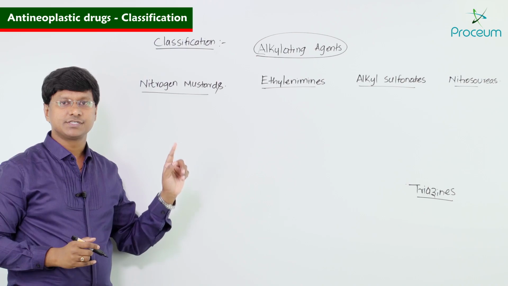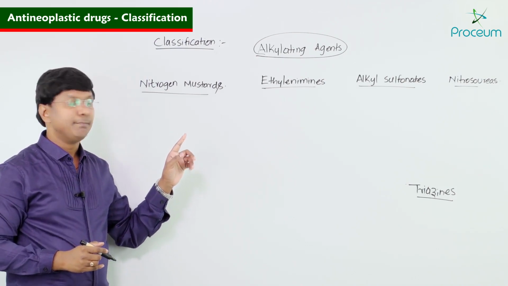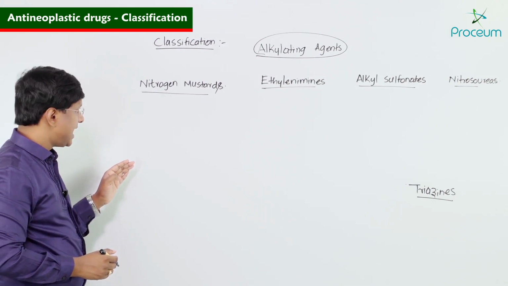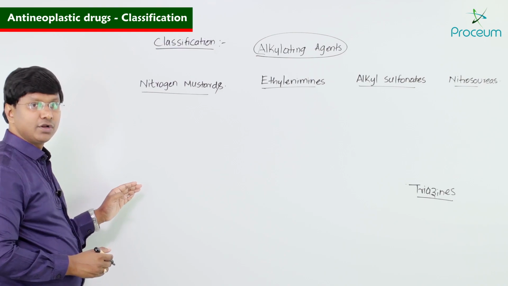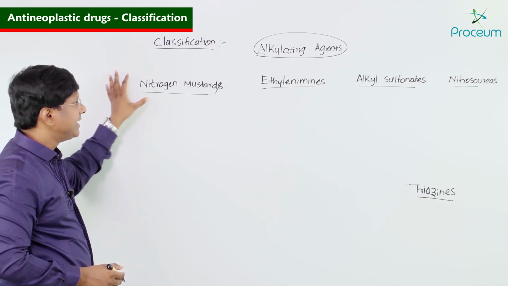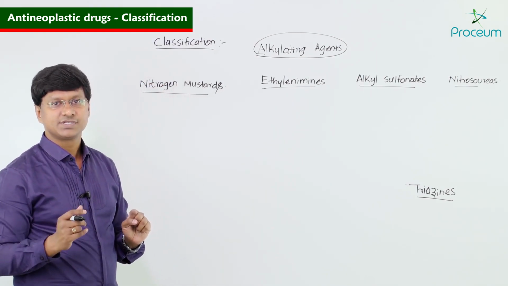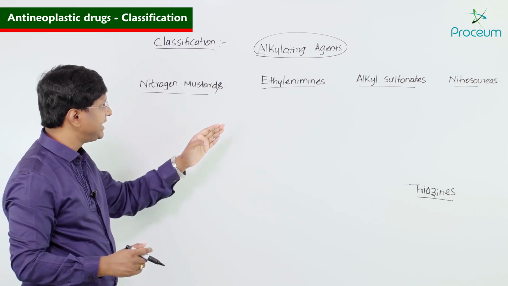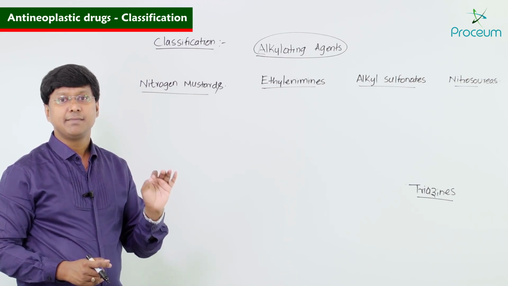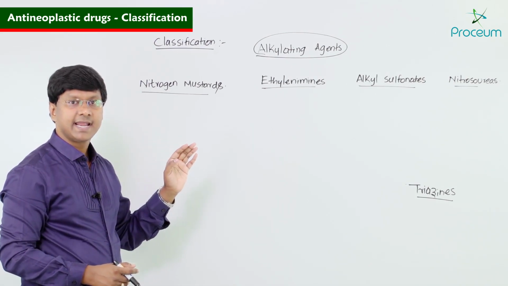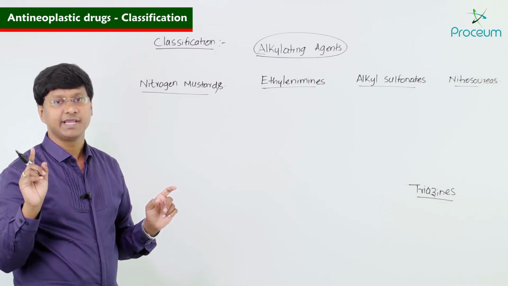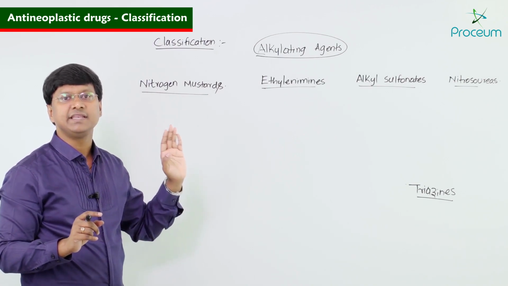Nitrogen mustards include mechlorethamine, cyclophosphamide, ifosfamide, melphalan, and then chlorambucil. That is your nitrogen mustards. Next you have ethyleniamines. They include thiotepa and hexamethylmelamine, and this hexamethylmelamine is also called altretamine. So they are your ethyleniamines.